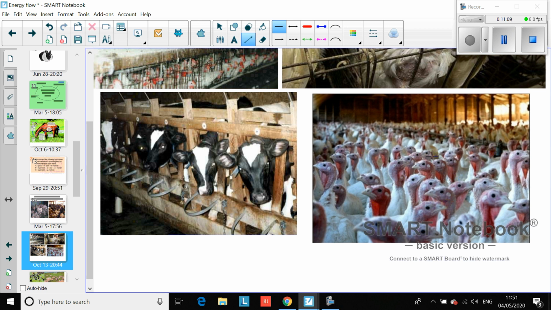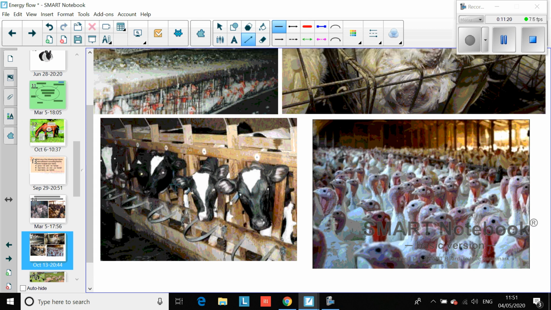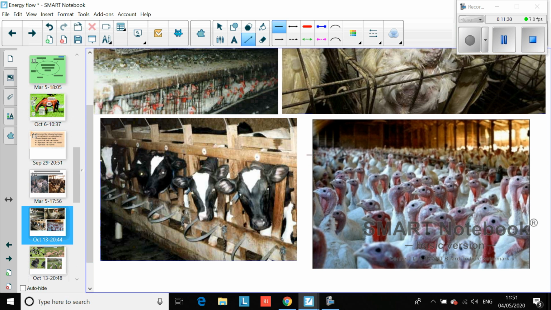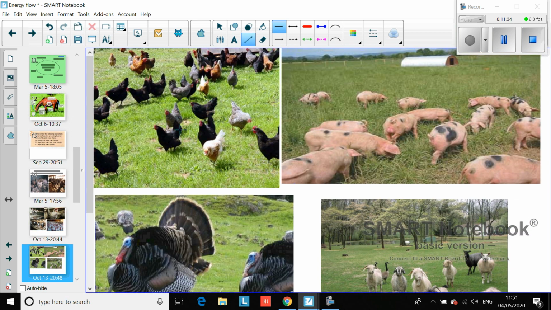Okay, so the thing is, if they're kept inside, they don't lose energy trying to keep warm because it's cold outside. And because they're not moving around much, they don't waste energy. So it is a very efficient way of rearing animals. But the problem is, it's not particularly nice. There is a lot of controversy around this.